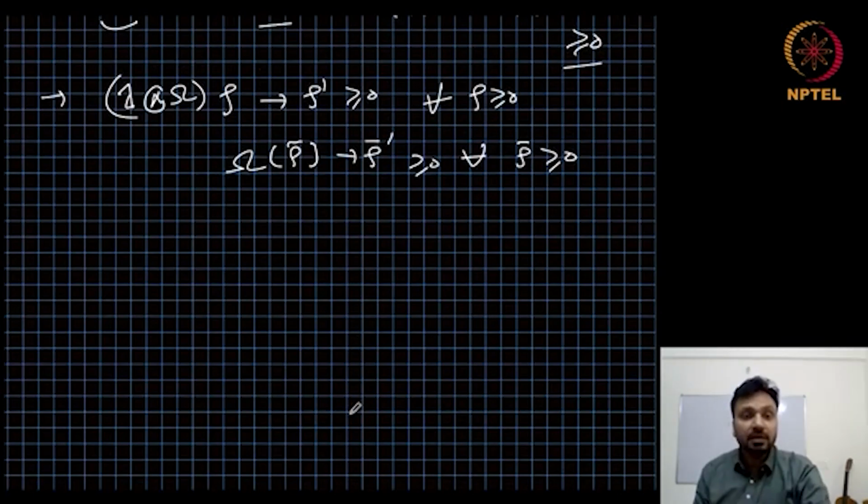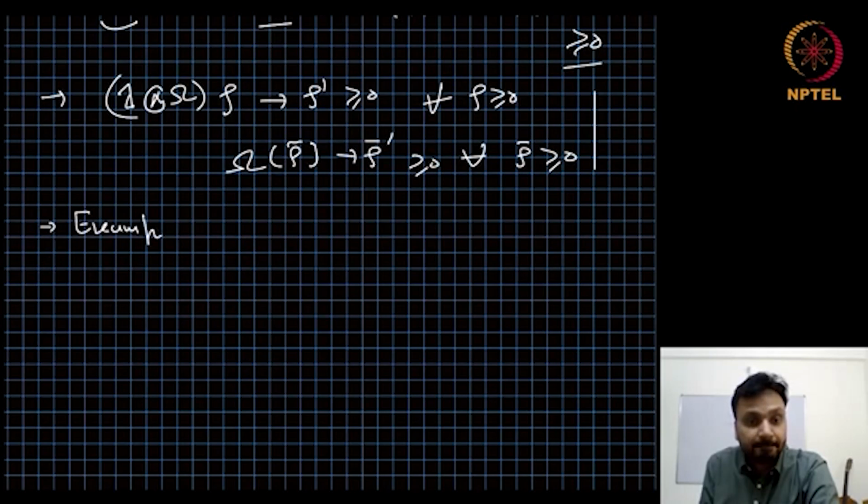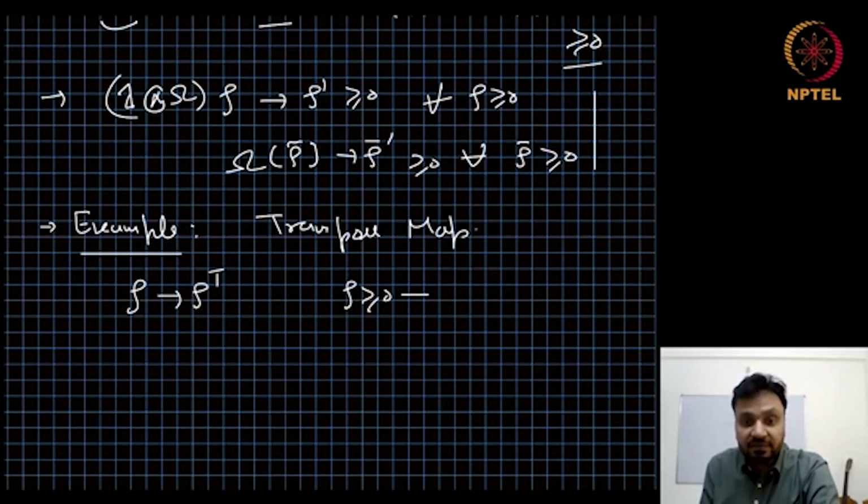Now, a general proof might be very difficult, but one counterexample should be enough to prove that this is not the case. So the counterexample we have is the transpose map. The transpose map takes rho to rho transpose. If rho is positive, then rho transpose is positive.